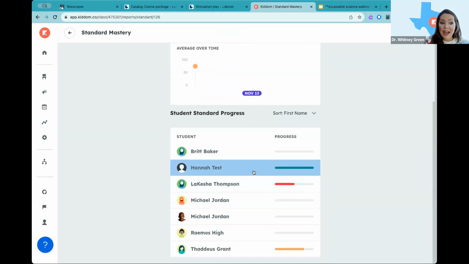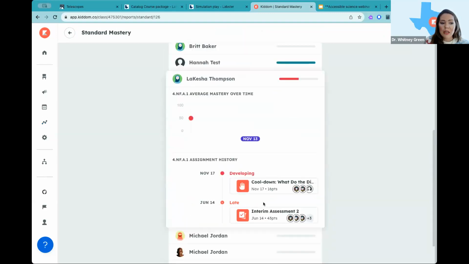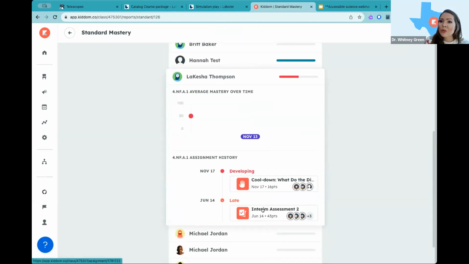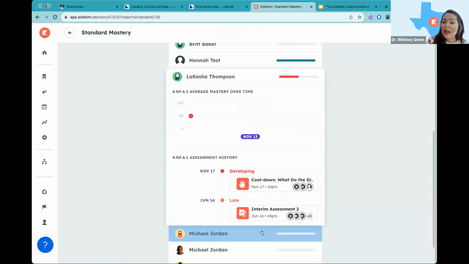And then from there, Hannah did great on it. I'm going to look at Lakeisha. Let me see how many times she's taken it. Well, she's only seen the standard twice. So again, I might go into the question types to really see why she is doing well with one question but not with the other, but it's the same standard. So again, I can't say enough about how this informs teachers to ensure that we're providing that high quality instruction to students.